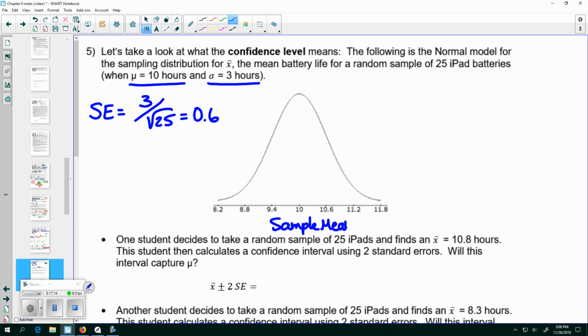these are all possible values of sample means, or X bars. And we got these by adding 0.6 to the previous value. So 0.6 plus 10 gives us 10.6. If we subtract the standard error, 2 standard errors, or 3 standard errors, we get those numbers on the left.